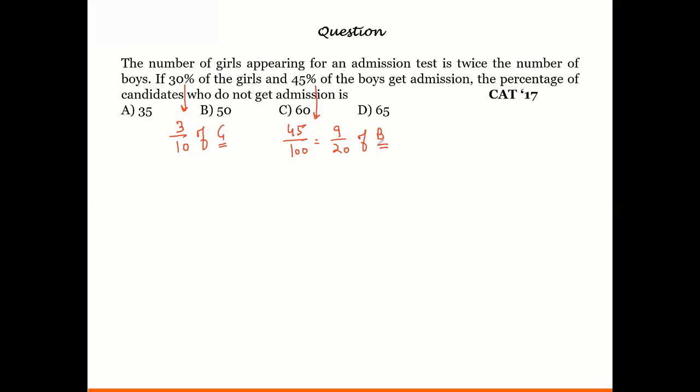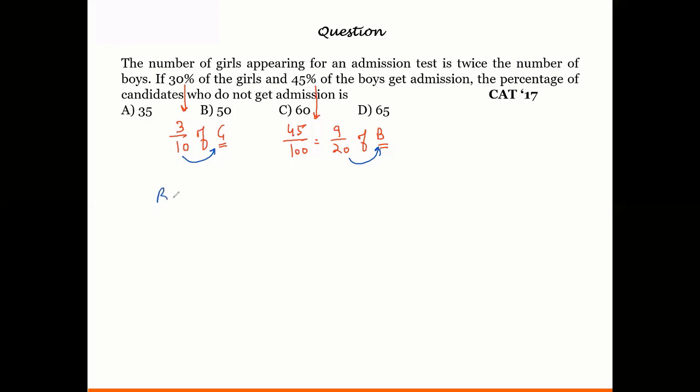So that means if the number of boys is a multiple of 20, the job would be easy for us because it will be easily cancelled out by 20. Similarly, if the number of girls is a multiple of 10, it will be easy for us. He says the number of girls is twice the number of boys. I want the girls to be a multiple of 10. I want the boys to be a multiple of 20.